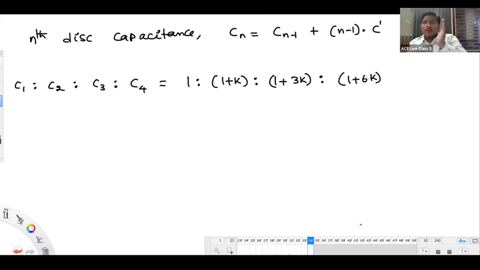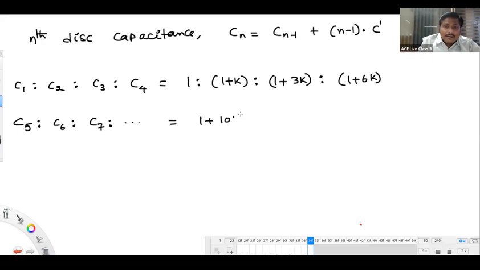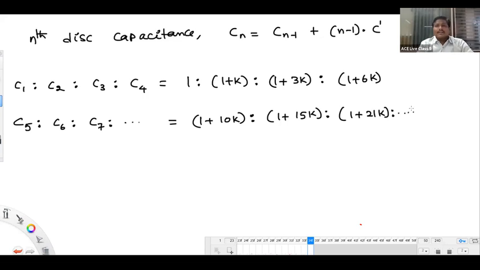1 is to 1 plus K is to 1 plus 3K is to 1 plus 6K. What about C5, C6, C7 and so on? How will this be now? Check this one: 1 plus 10K, 1 plus 15K, 1 plus 21K and so on. Like this. Just look here.